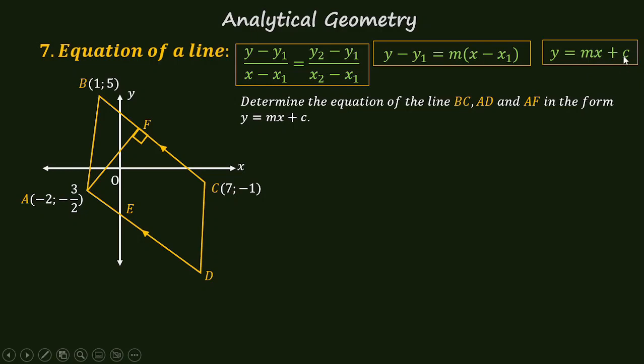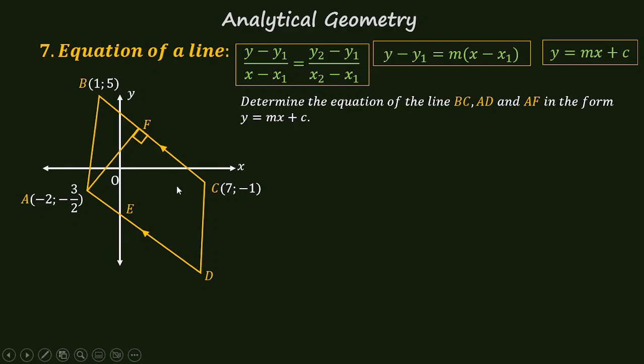So the value at that particular point, if it's given to you, and you also have the gradient, you can use this approach to find the equation of a straight line. Now, let's get to this example where we are required to determine the equation of the line BC, the line AD, and AF in the form y equals mx plus c. Here is our BC, and here is our AD, and then here is our AF.